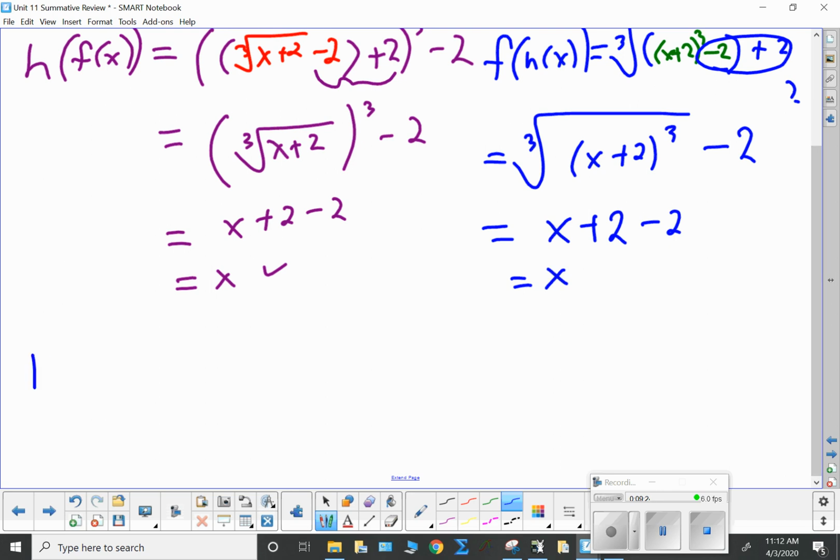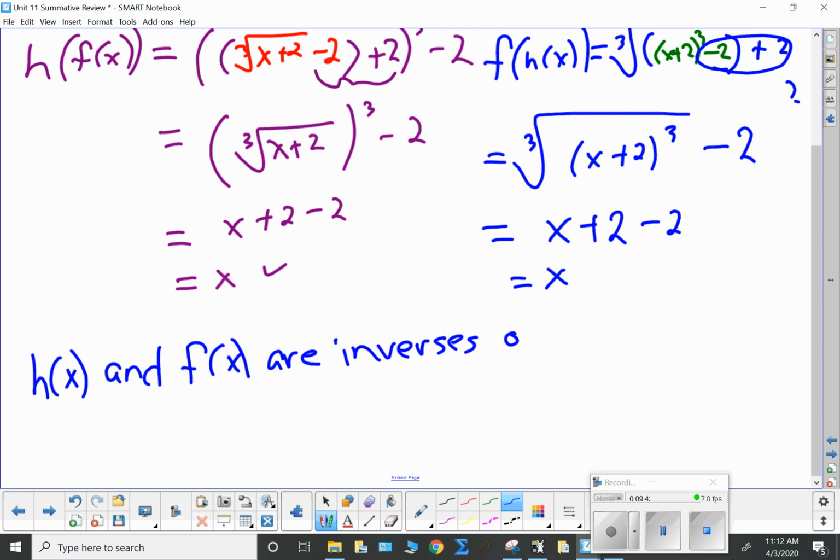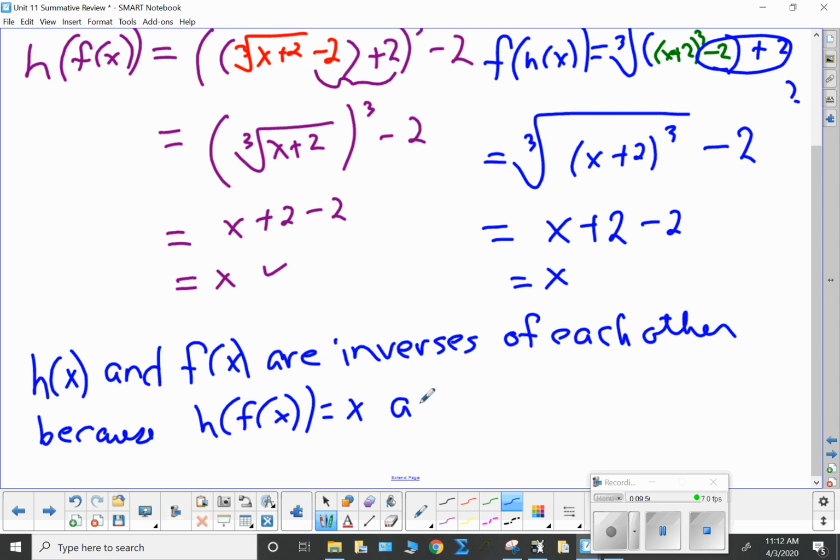So h of x and f of x. Did I use h and f up here? Yes. Okay. Are inverses of each other because h of f of x equals x and f of h of x equals x.